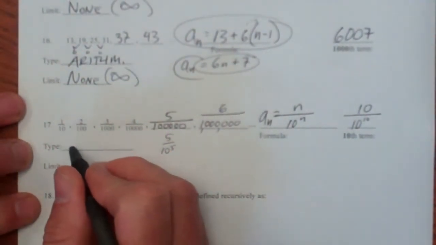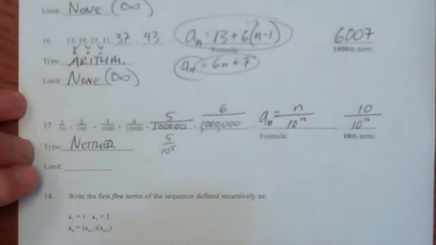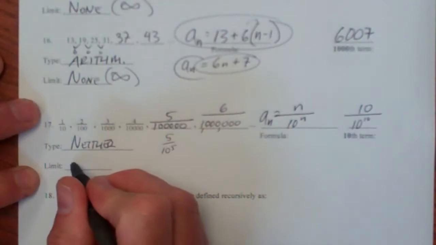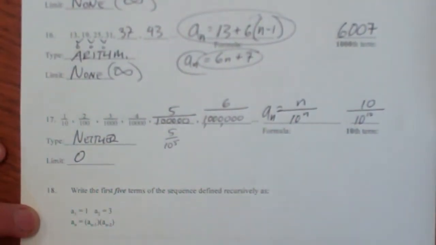This is neither, but it does have a limit. And what's this limit approaching? 0. It's getting closer and closer and closer. This decimal is getting closer and closer to 0.